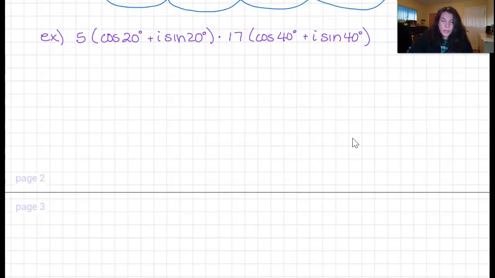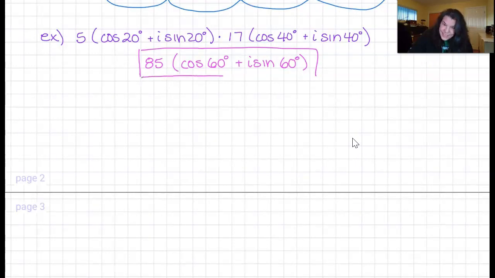According to the formulas up above, you multiply the radii. So 5 times 17, 85. And then you add the angles. 20 degrees plus 40 degrees is 60 degrees. Done. Isn't that great? It's so awesome. Here's as tricky as it's going to get.